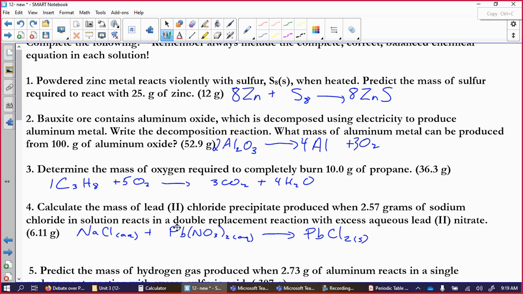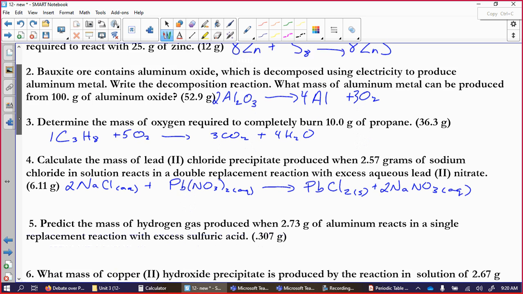+1, -1, +2, -1. So we need those, and oops. I'm going to need 2 of those. So you're given grams of this. How many grams of that do you form?